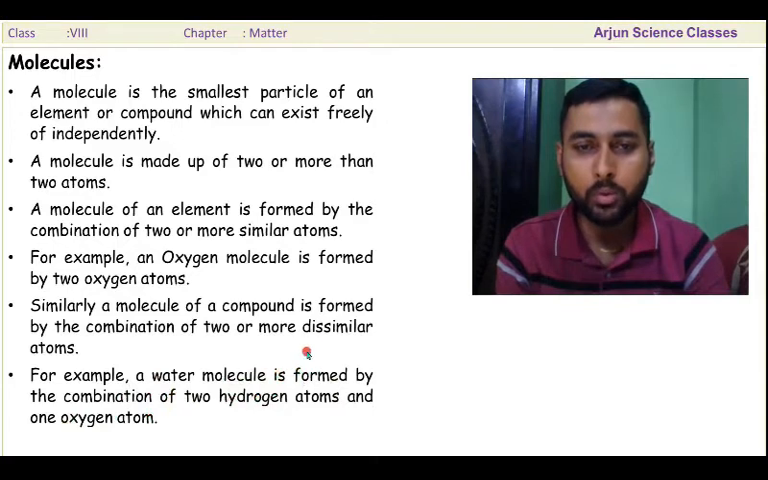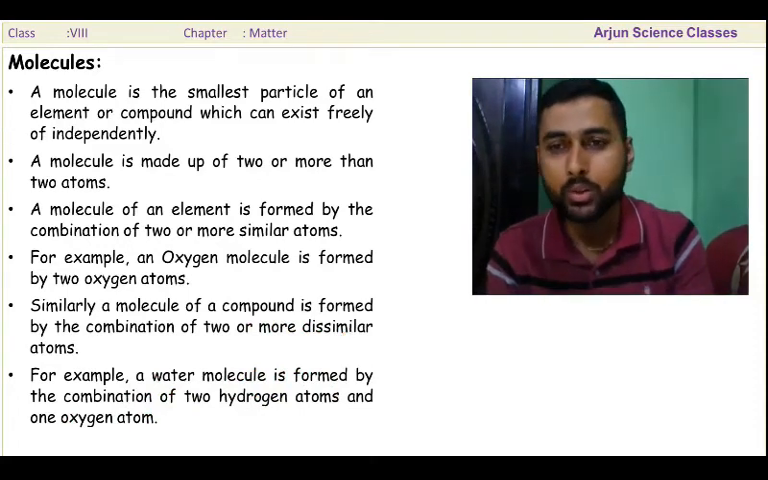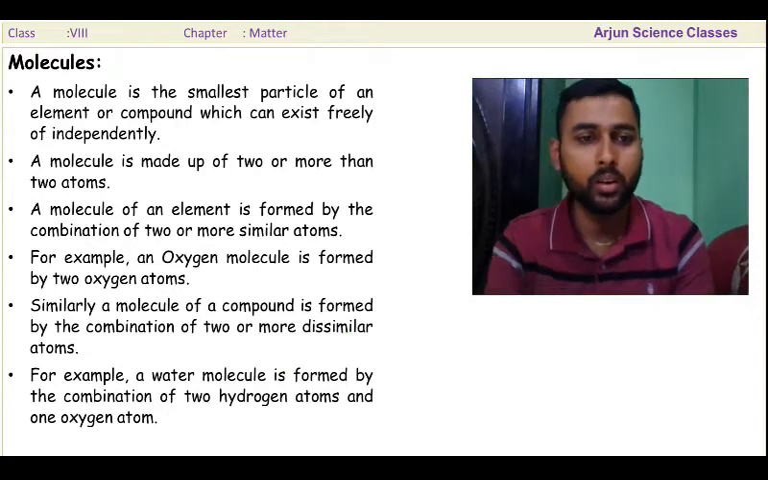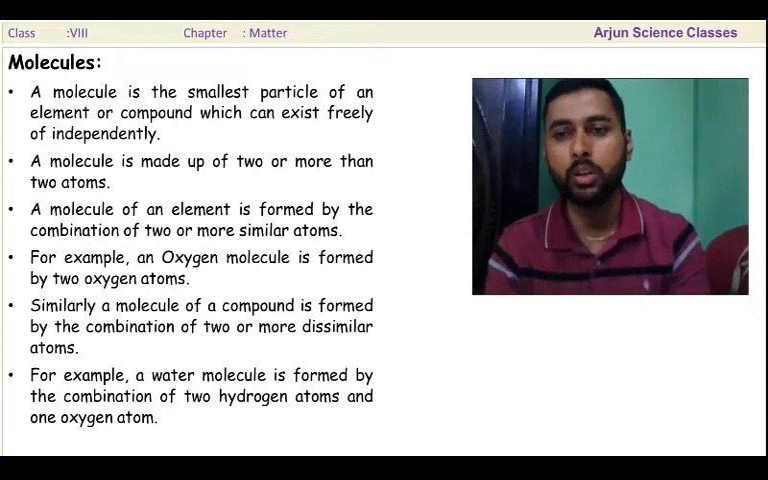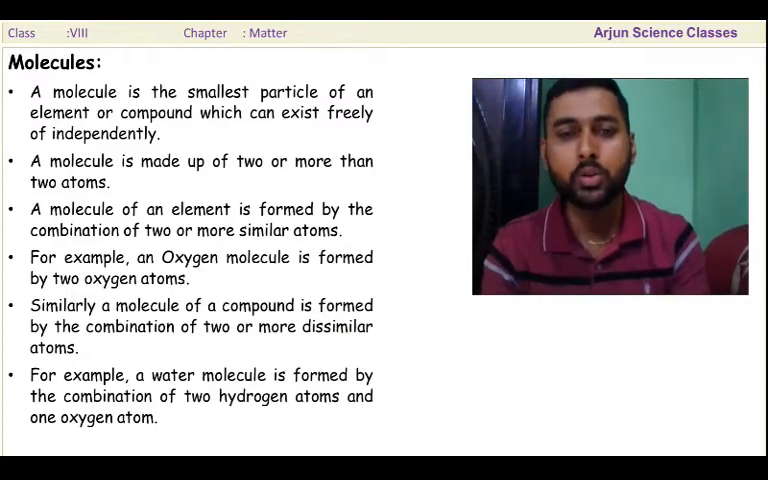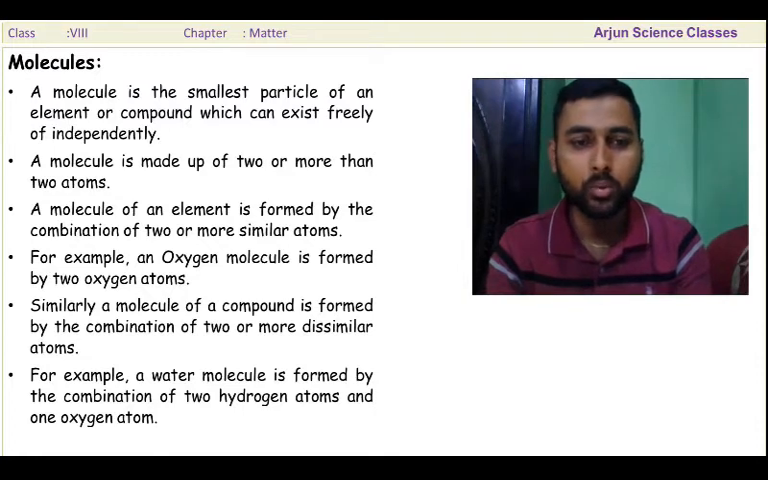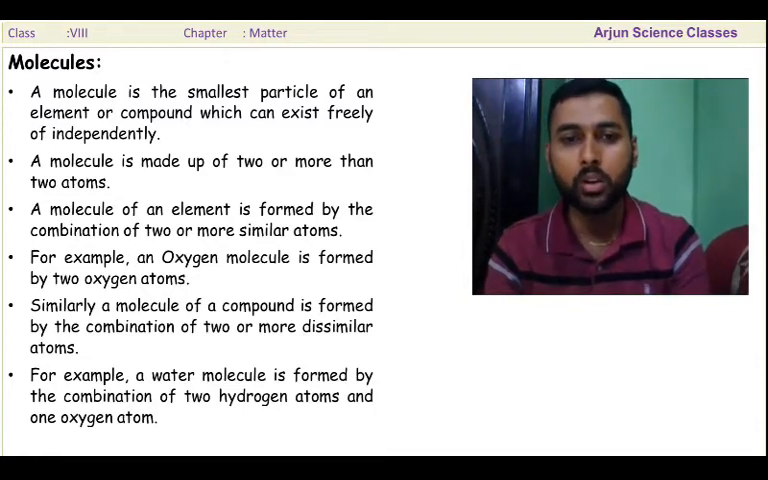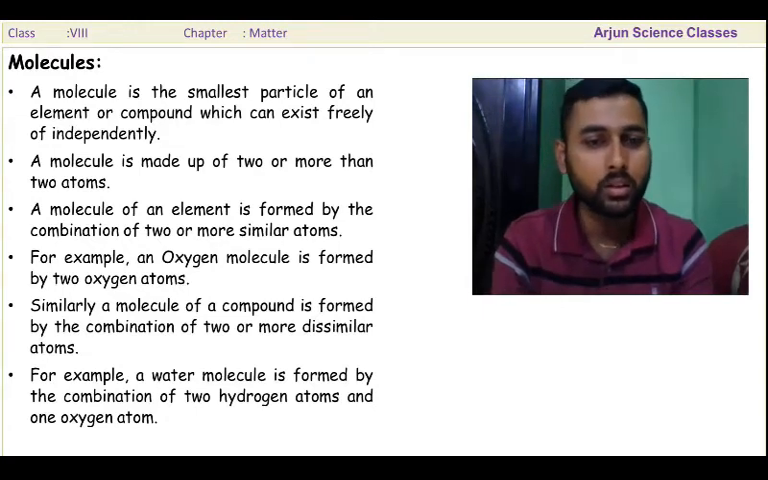The molecule of a compound is formed by two or more than two dissimilar atoms, but the molecule of an element is formed by two or more than two similar atoms. Molecules of elements, for example, oxygen molecule O2, hydrogen molecule H2, nitrogen molecule N2, chlorine molecule Cl2. Molecules of compounds: water molecule H2O, common salt molecule sodium chloride, molecule of glucose C6H12O6, like this.